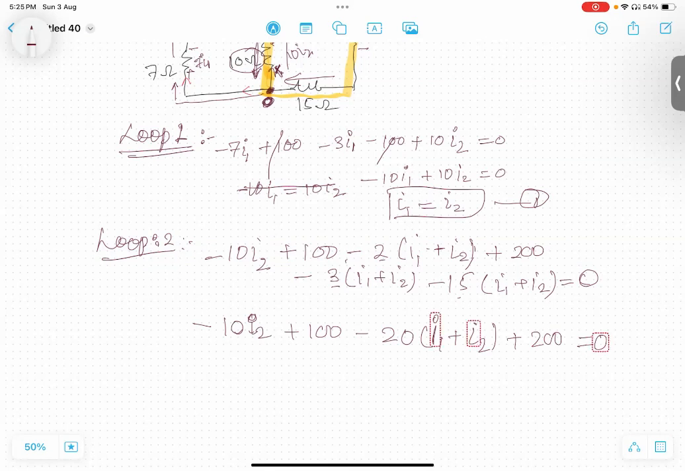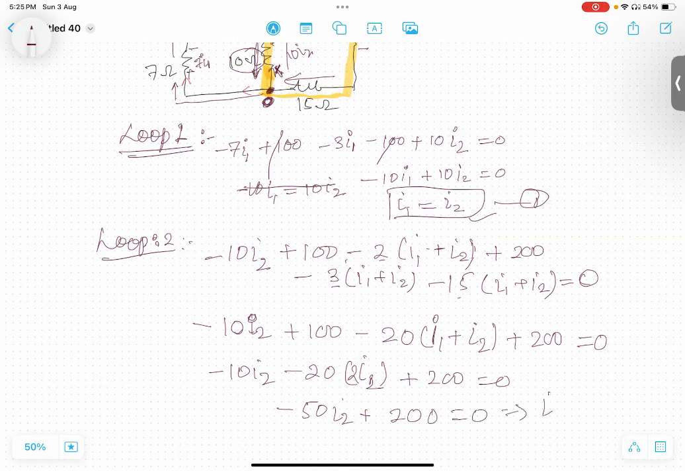So this will become nothing but minus 10 I2. Since we have got I1 equals I2, I will take 20(I1 plus I2), which will be 2 I2, plus 200 equals to 0. We will further solve it. We will get minus 50 I2 plus 200 equals to 0. Further solving it, I will get I2 as 200 divided by 50, and we are getting 4 amperes.